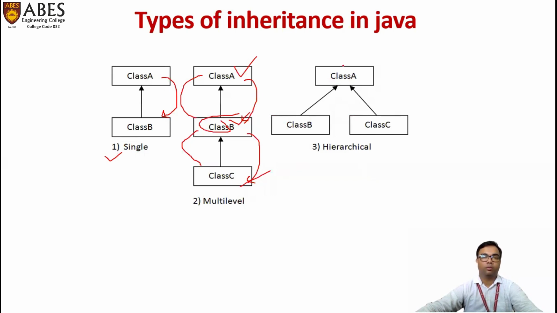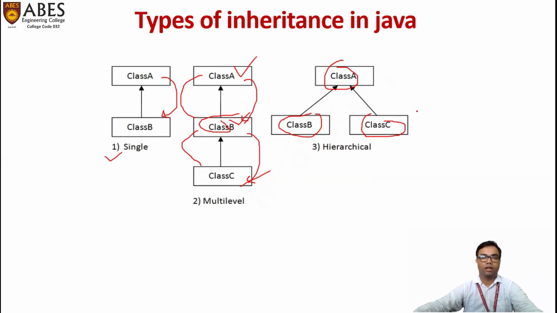In hierarchical inheritance, suppose we have class A. So this particular class A can also be inherited by class B as well as class C. So this is the concept of hierarchical inheritance. Java does not support multiple inheritance.